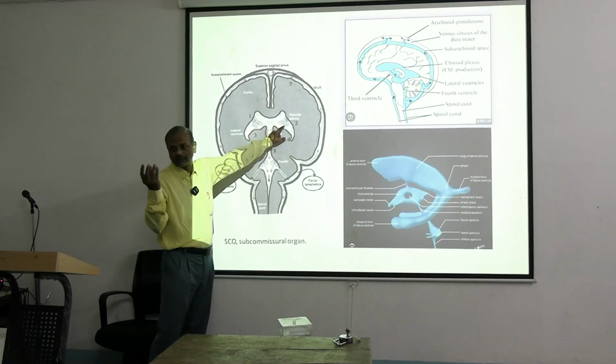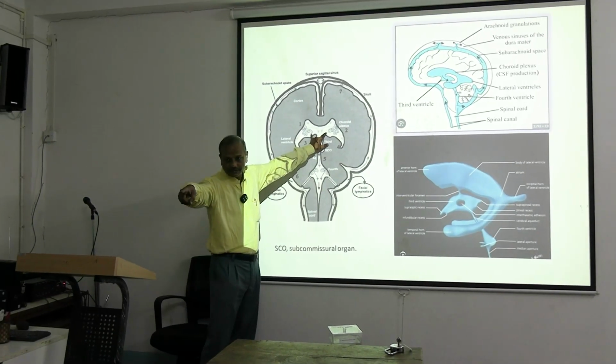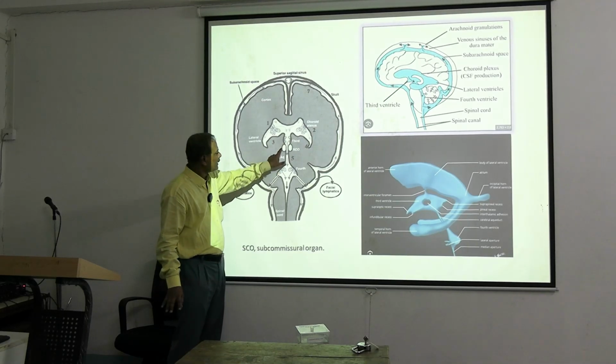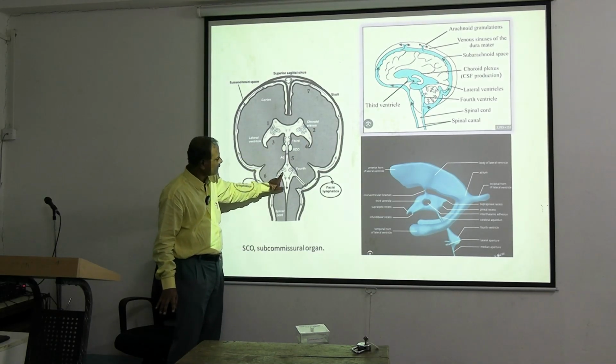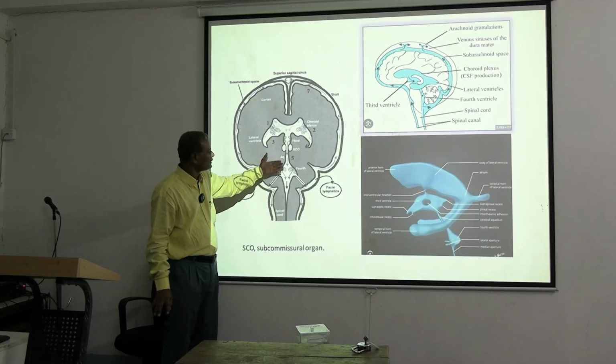Choroid plexus here is just like a glomerulus. So in the lateral ventricles, you see the first part where it is produced, in both lateral ventricles, and in the 3rd ventricle and 4th ventricle also there is choroid plexus. So it is produced from this choroid plexus.